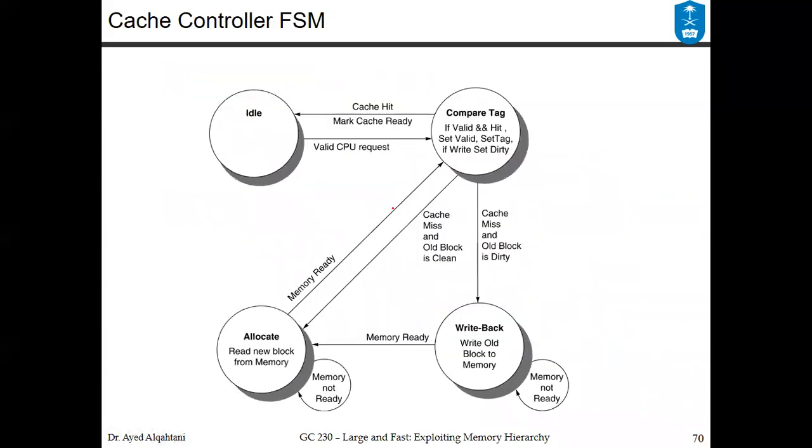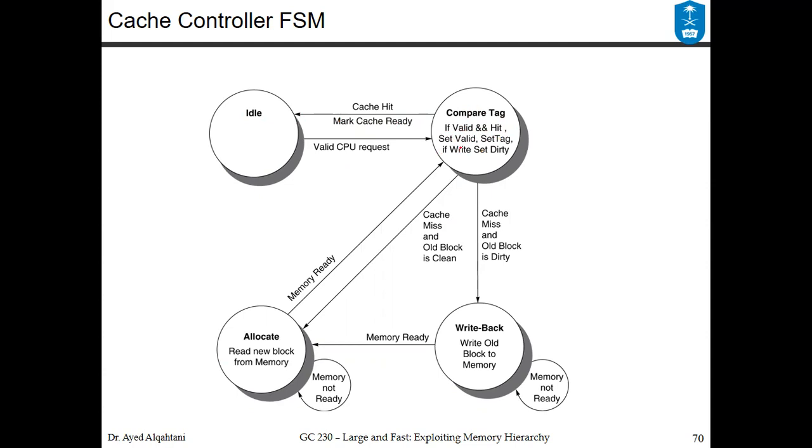Now, for the cache control finite state machine, in a simple way, we draw the states this way. So this is the idle state. If you have a valid CPU request, you go to this state, which we call compare tag. And this is the job that you usually do. If you compare the tag and it's a hit, in case of a cache hit, you mark the cache ready and go back to idle. And this is what we've seen here inside the state. If it's valid and it's a hit, then you set the valid and you set the tag.